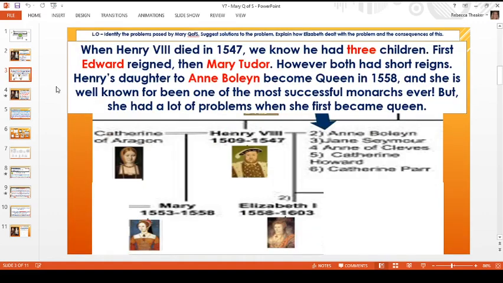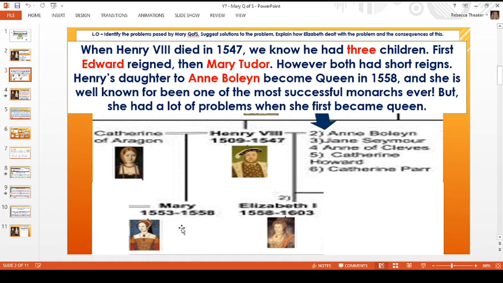Okay, so as we know, because we looked at this last lesson and the lesson before, Henry VIII has a grand total of 6 wives. That's his first wife there, Catherine of Aragon, and they're the following 6. From those 6 wives, he has 3 children. The first to reign was his son, Edward. Then, after him, his eldest daughter, Mary Tudor, reigned, but they both had quite short reigns. They weren't king or queen of England for very long.